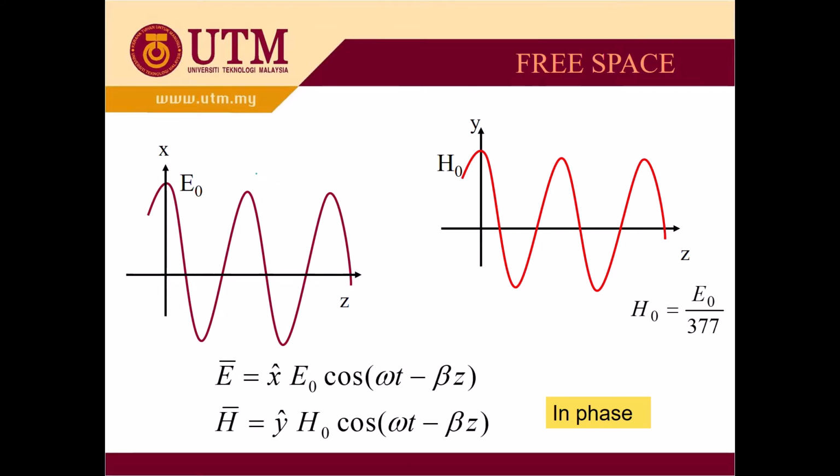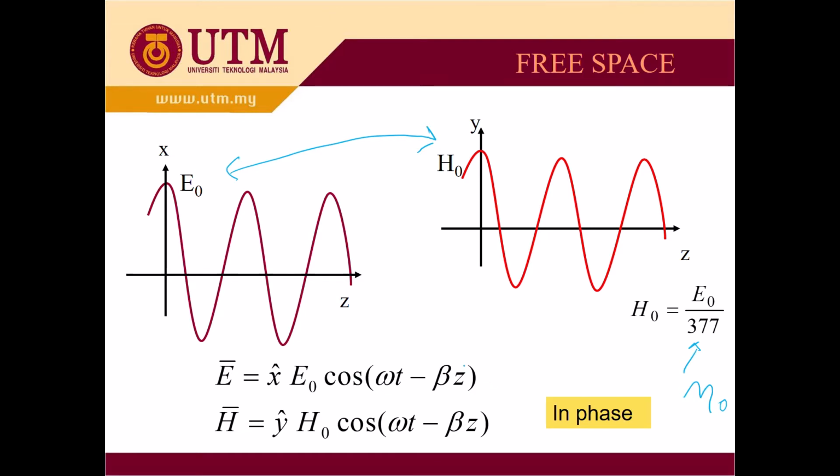That means the electric field and the magnetic field will be in phase. You can see here the E field and H field are in phase except for the magnitude, because the magnitude of H naught is equal to E naught divided by 377. So this is basically the intrinsic impedance in free space, and you can see the expression is also simple. There is no phase difference.